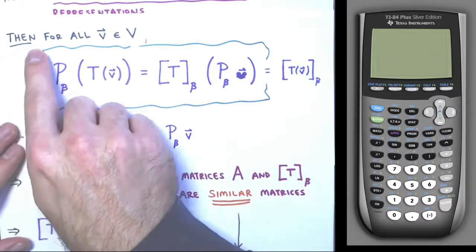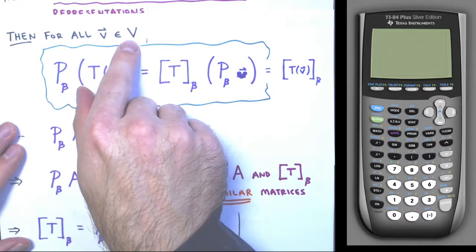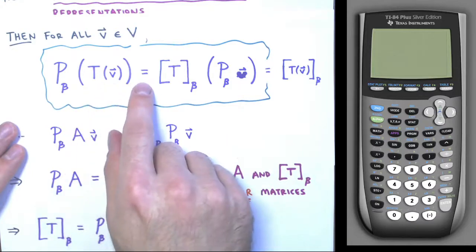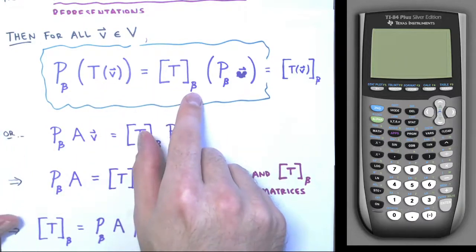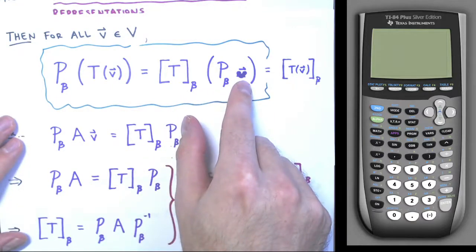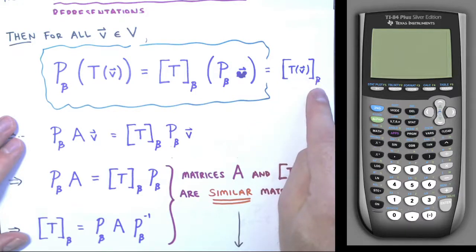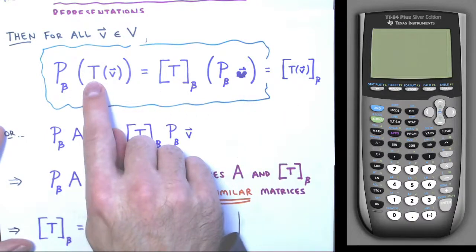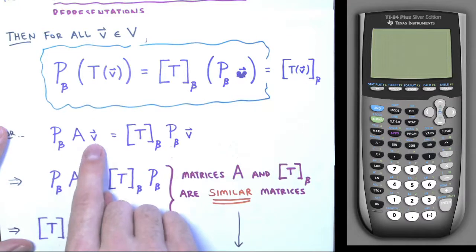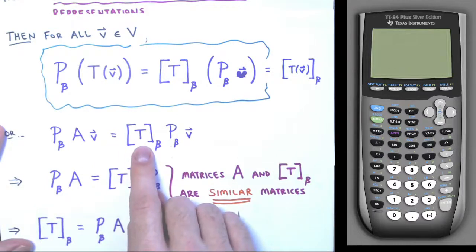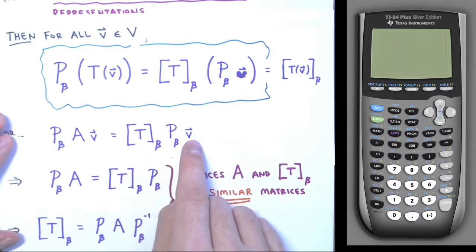Then for every vector in the domain, which I call V, PB times T of V should be equal to the matrix representation with respect to basis B times PB times V. And both of these represent the coordinates of T of V with respect to basis B. Now again, if you wanted to use the standard matrix here, remember T of V is the same as A times V. So I could also have said that PB times A times V equals the matrix representation with respect to B times PB times V.